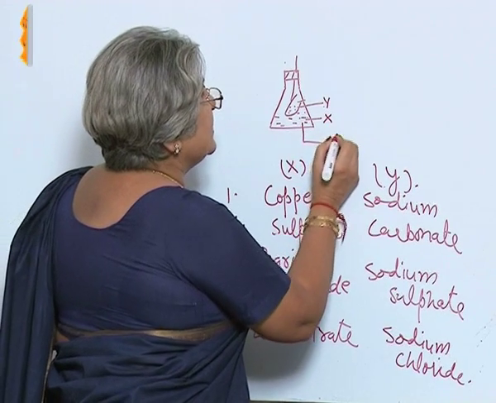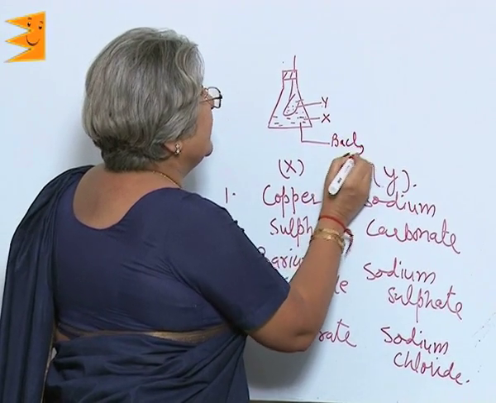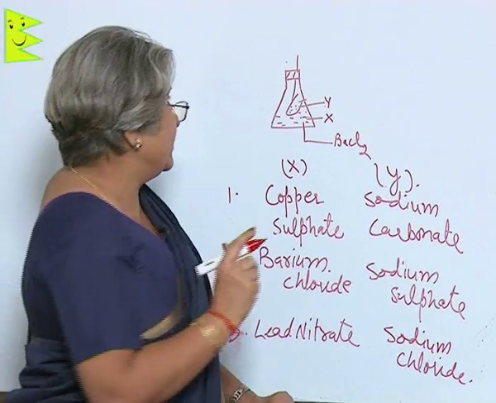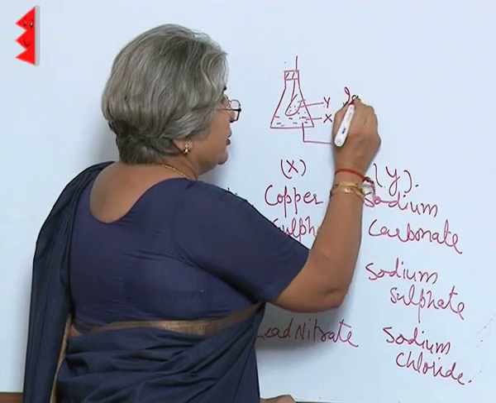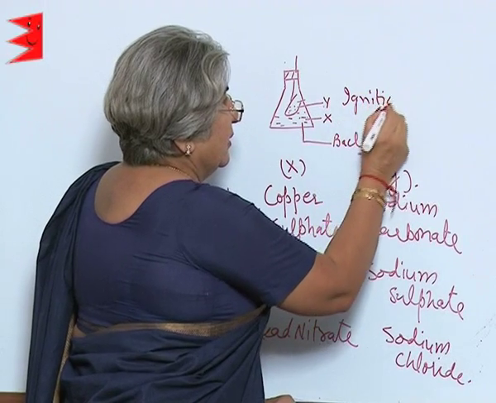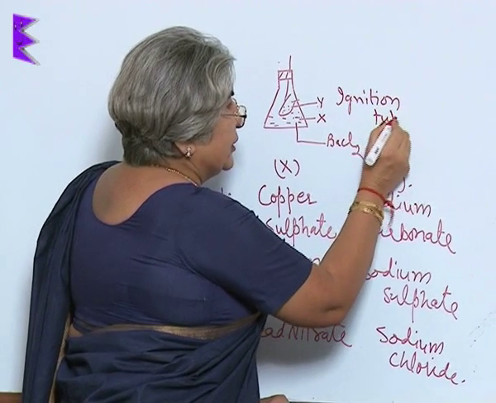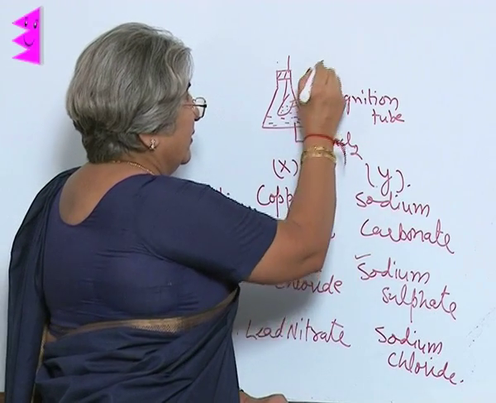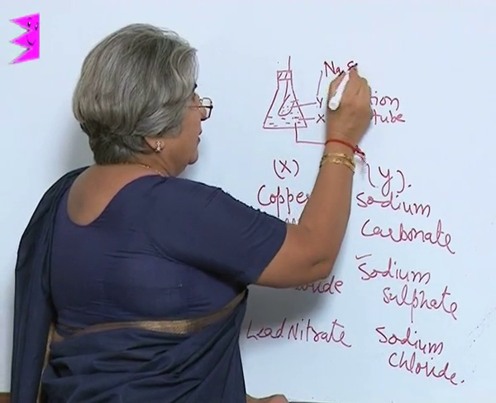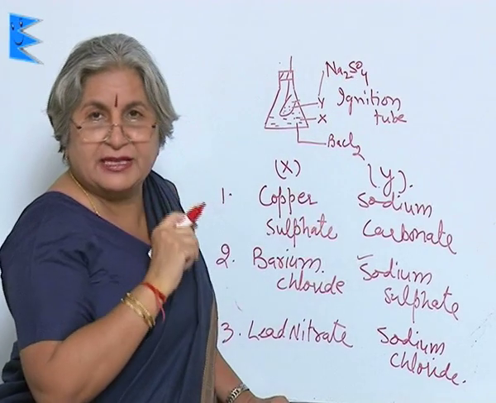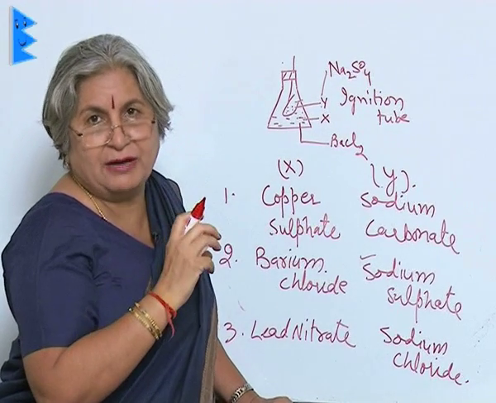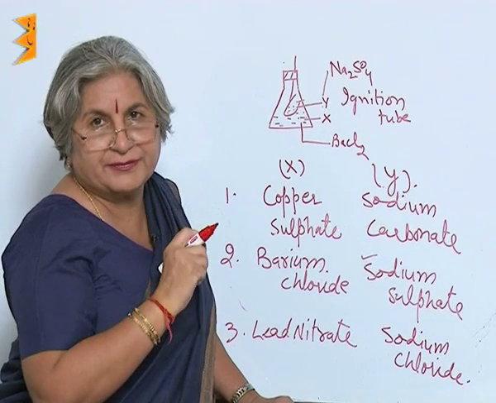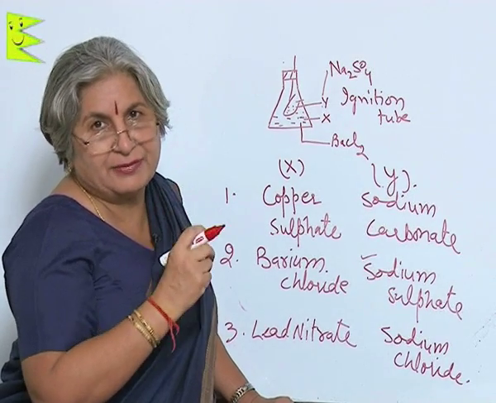So, here there is barium chloride in the conical flask. Now, we take a smaller tube, which is usually called an ignition tube. Now, we fill this ignition tube with, say, sodium sulfate. We are hanging it with a thread. Then we close the mouth of the flask with the help of a cork. Now, shake it and see what happens.